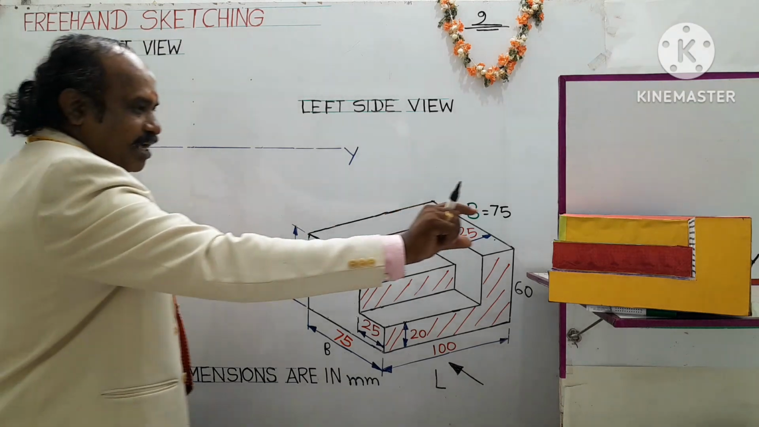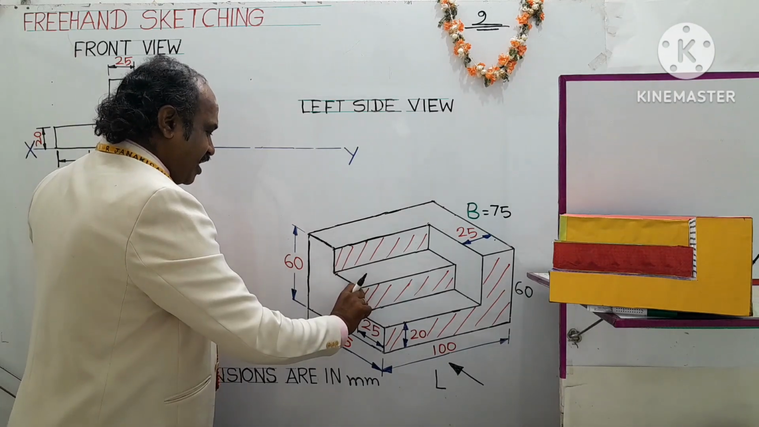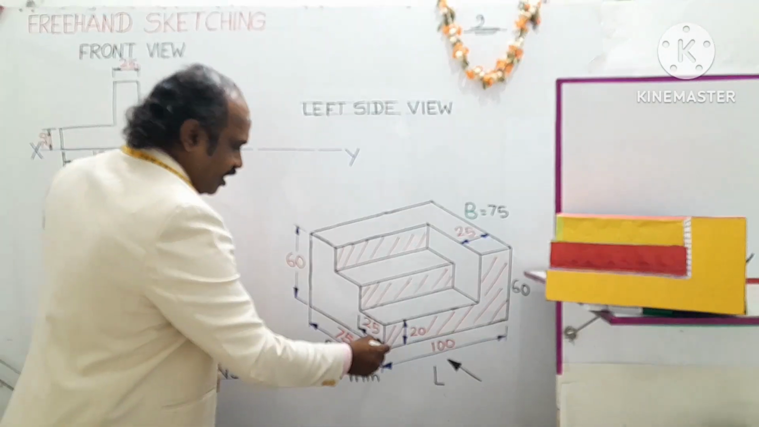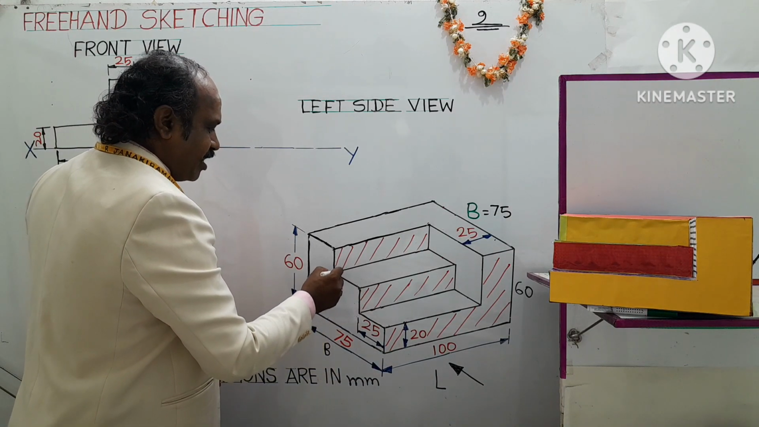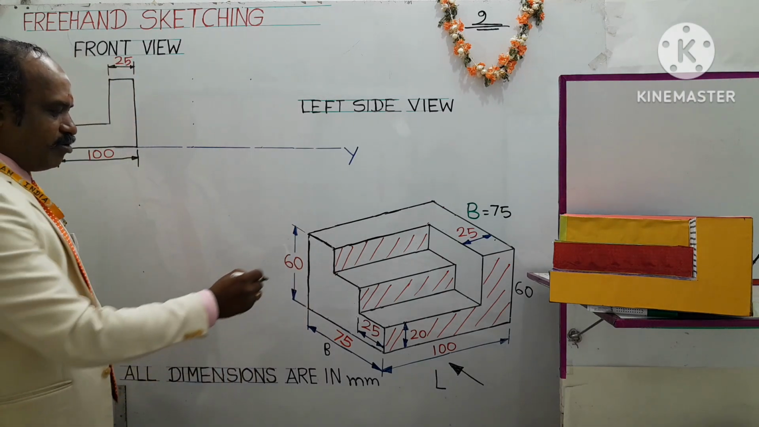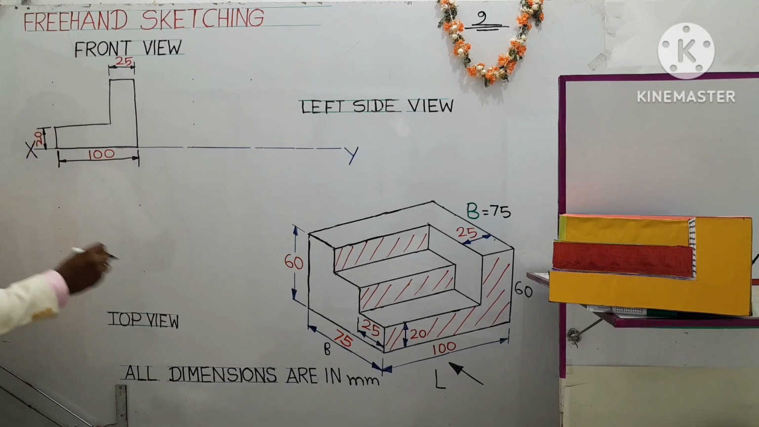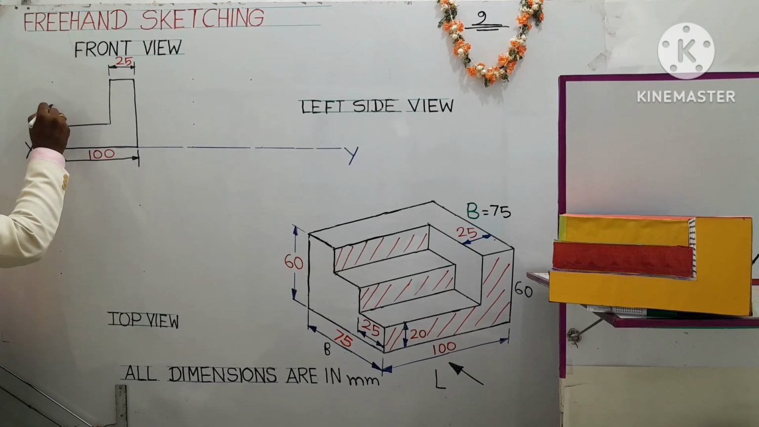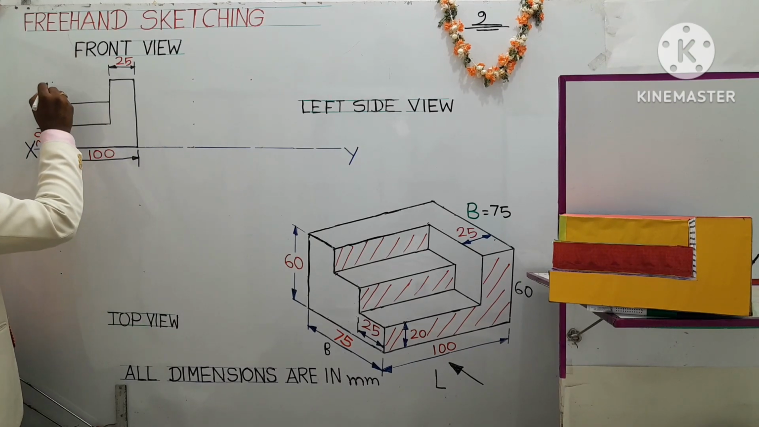Then the height of step 2. This is step 1, and step 2 is also 20 mm. So this length and this length are the same, see in the diagram. So the height of step 1 is 20, another 20, and another 20. So 3 times 20 will be the overall height of the object, 60 mm. Now I am drawing this rectangular portion, that is the height of step 2. Draw a horizontal line, this is the length of the step, then you complete this box.